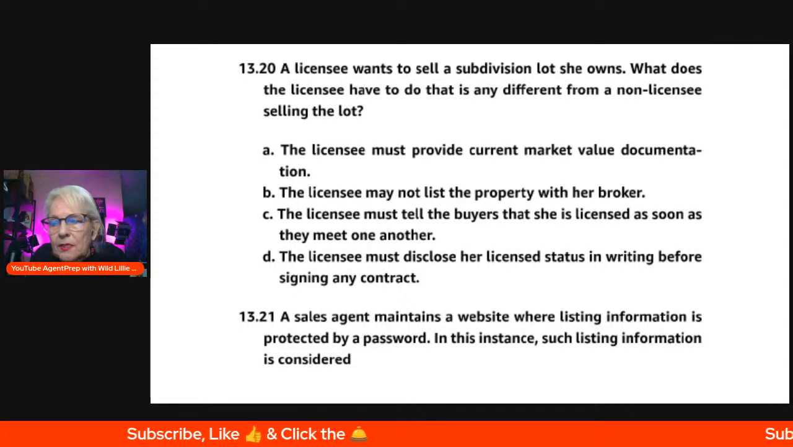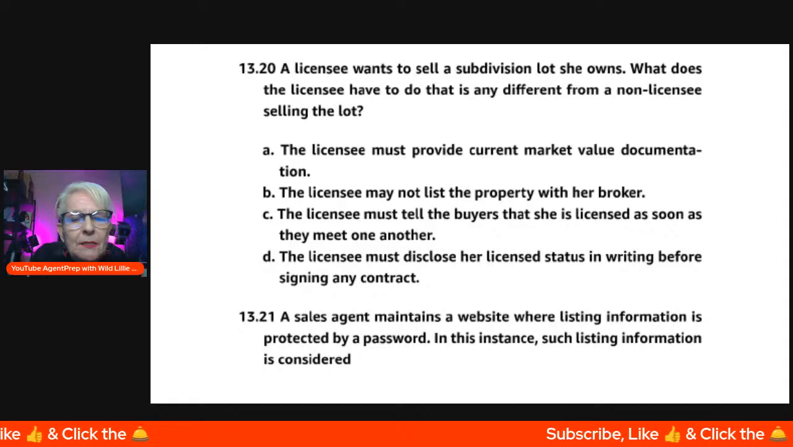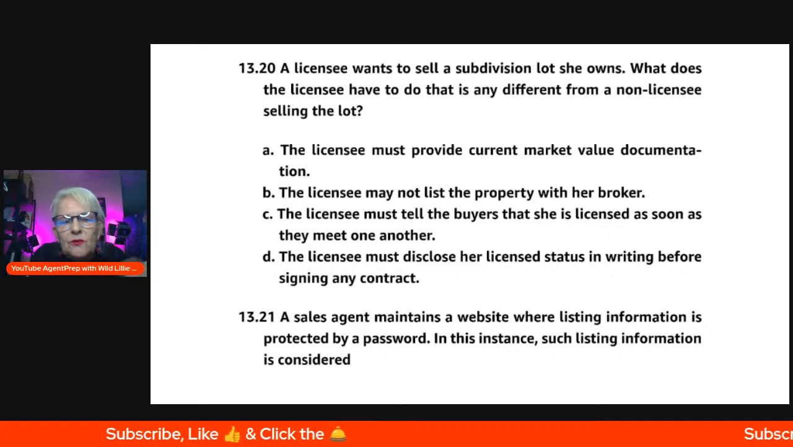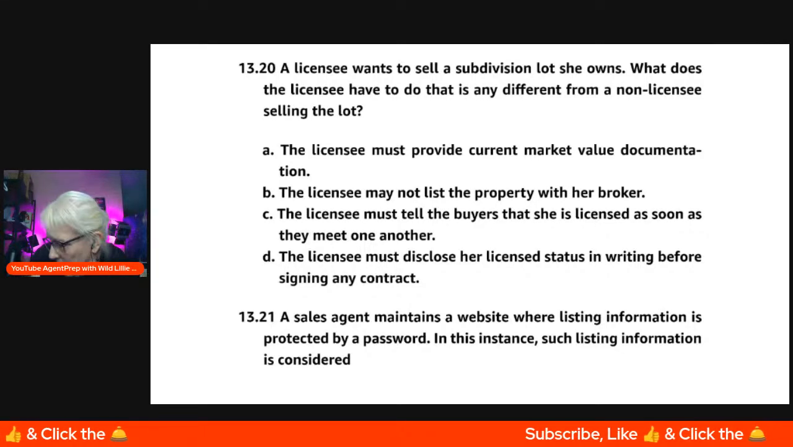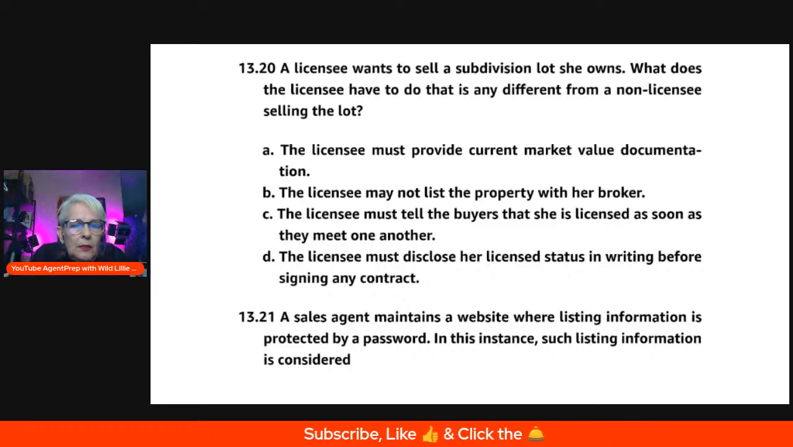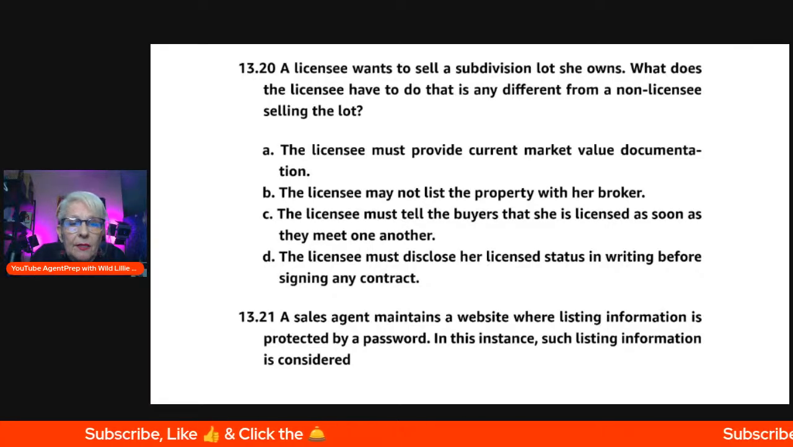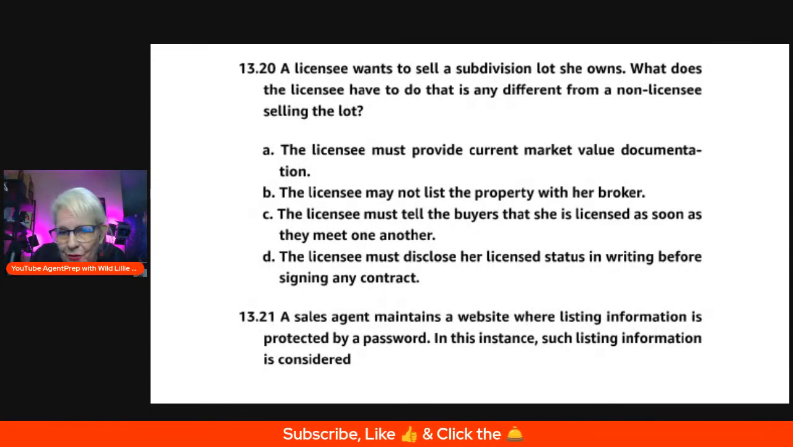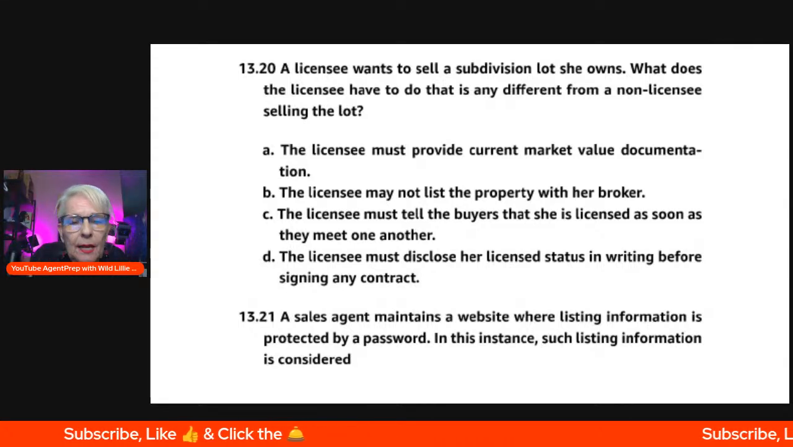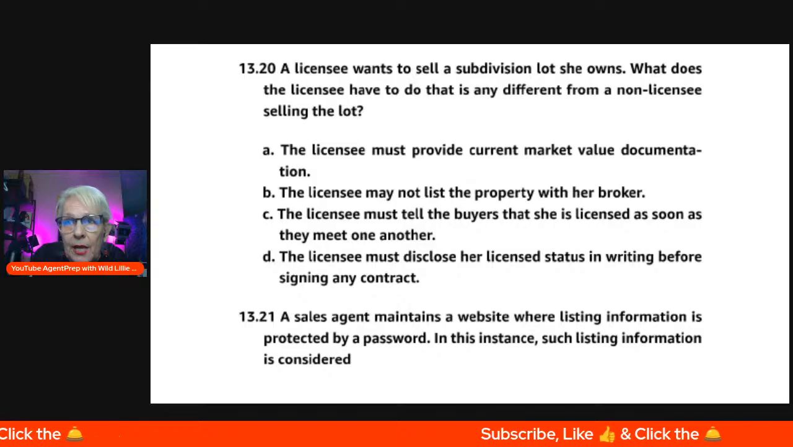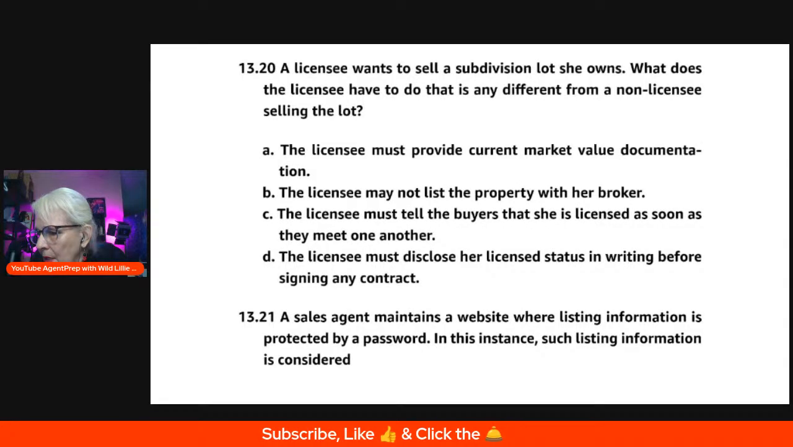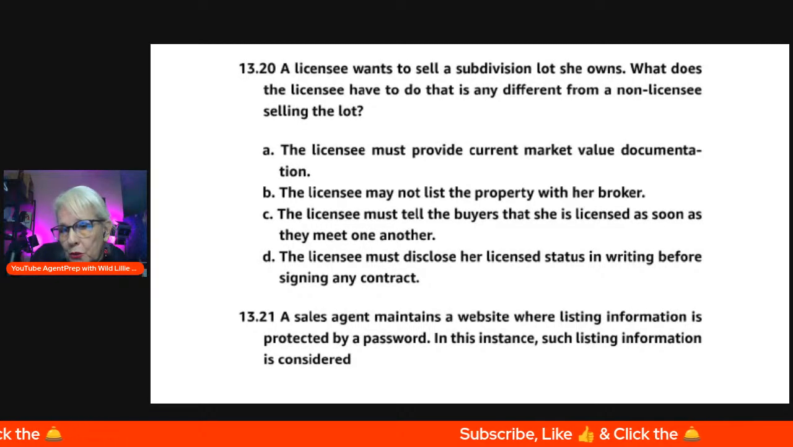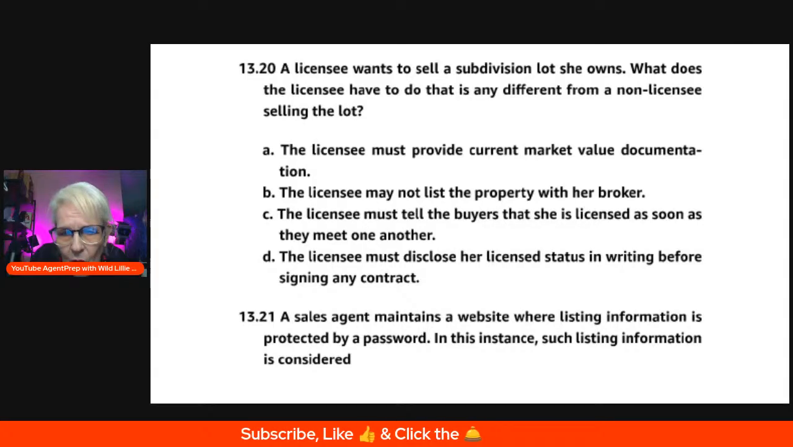So the answer here is D. The licensee must disclose her license status in writing before signing any contract. Whenever the contract is filled out, it'll state in there that the owner of that property is a licensed realtor, a licensed agent, so that the other party is totally aware of that. Yes, it can be a tricky one. The answer elaborates and says salespersons are not allowed to market property in which they have an interest without written disclosure. It must always be disclosed.